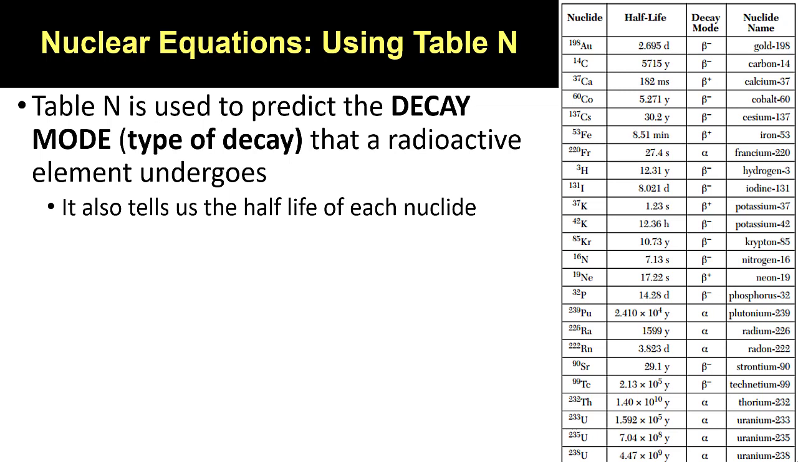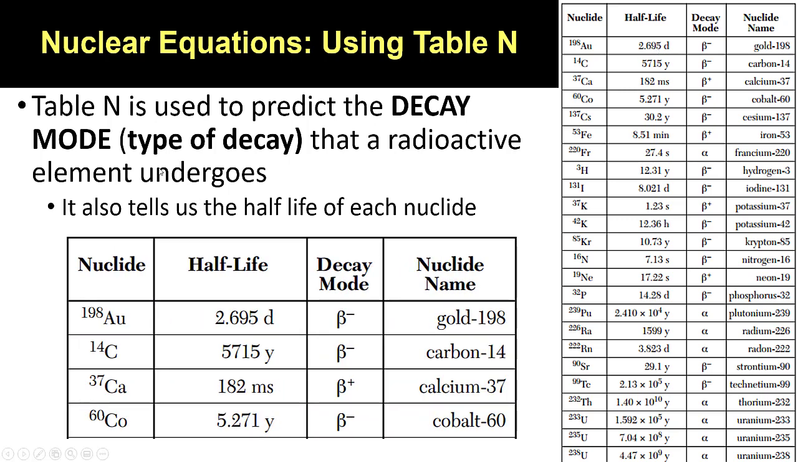What Table N is going to be used for in the short term right now is helping you to predict the type of decay mode that any of these radionuclides are going to undergo at any given time. Additionally, it'll also tell us the half-life, but we're not going to worry about that yet. That's in a subsequent lesson.